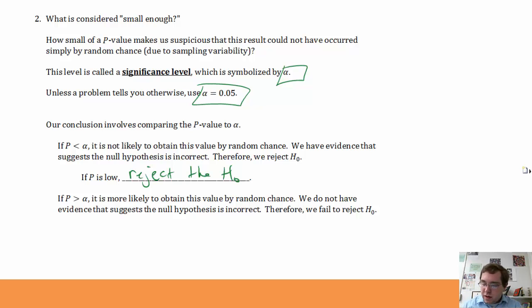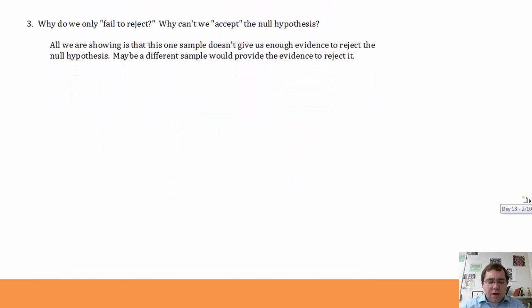And that's the language you should use, which might lead to question number 3. Why do we only fail to reject it? Why can't we accept the null hypothesis? Aren't those two the same thing, failing to reject it and accepting it? No, they're not the same thing. All we are showing is that this one sample doesn't give us enough evidence to reject the null hypothesis. Maybe a different sample would provide the evidence to reject it. So maybe it still needs to be rejected, but we just didn't find enough evidence yet. So we should not ever, ever, ever accept the null hypothesis. We can only fail to reject it, because maybe the evidence is out there.